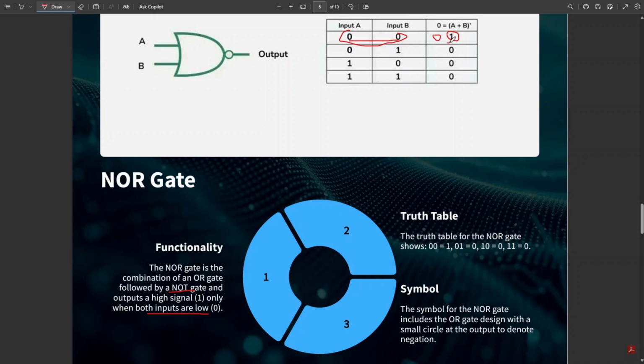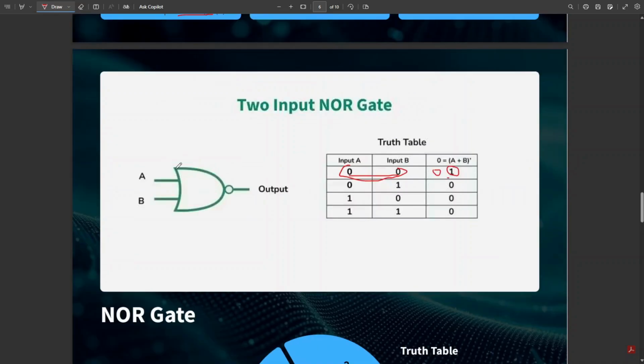And the symbol for the NOR gate includes an OR gate. So this is exactly just like the OR gate, right? There's no difference. This is the OR gate, a curvature, but the key difference being this small circle right at the end of the output that indicates the negation.